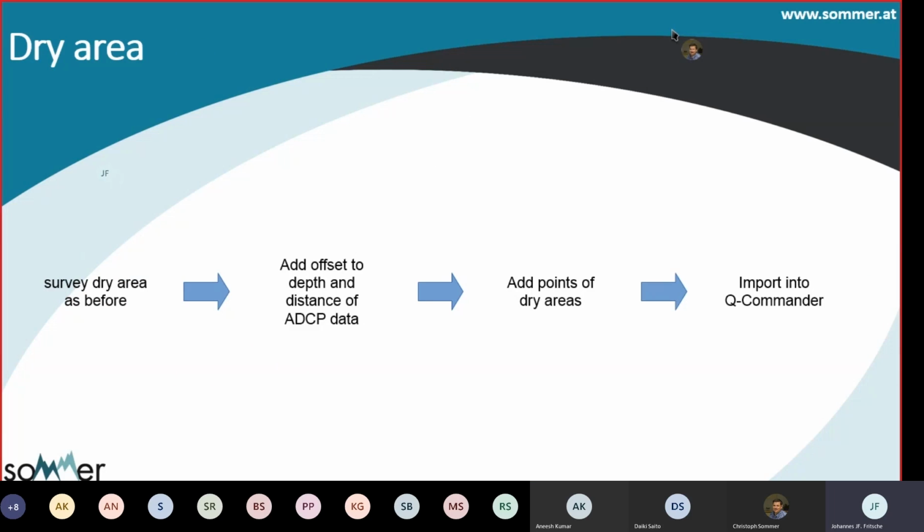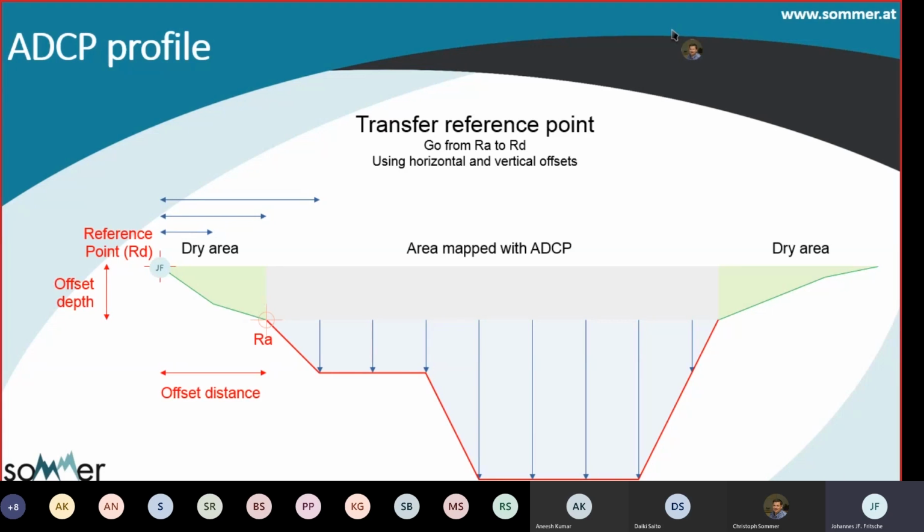And you can do this by the following procedure. So you survey the area of the dry section as we did before. So you go there and you measure from our new reference point the horizontal distances to the river, and you measure the depths at these points of the dry area up to the point where you have used your ADCP boat. And also on the other side of the river, you measure the horizontal area and you record the vertical distances from the dry area as well.